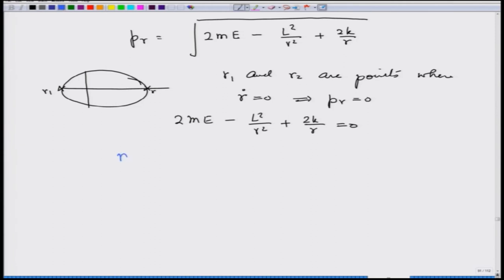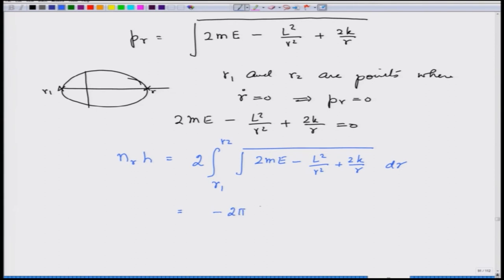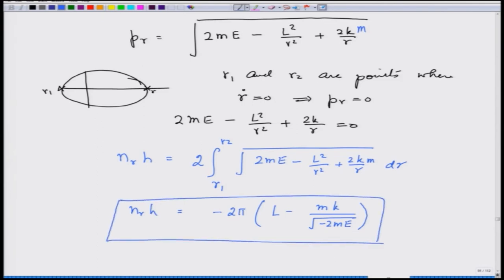So what I have now is therefore n_r h would be equal to the integral from r1 to r2 of the integral of 2mE minus L square over r square plus 2k over r dr, times 2. This integral is slightly complicated, so I will just give you the answer. The answer for this whole thing comes out to be minus 2 pi L minus mk, sorry, there is an m here, mk over square root of minus 2mE. That is it. So this is n_r h. I am just giving you the final answer for the integral.